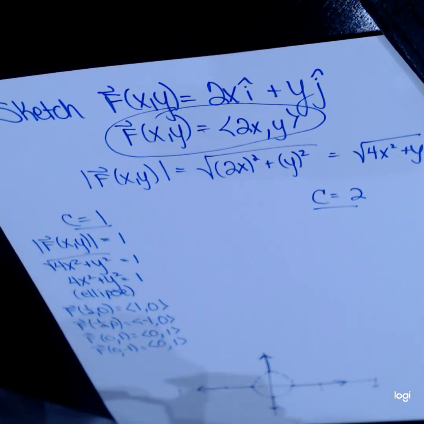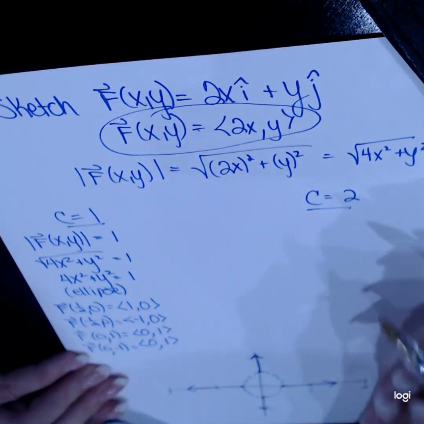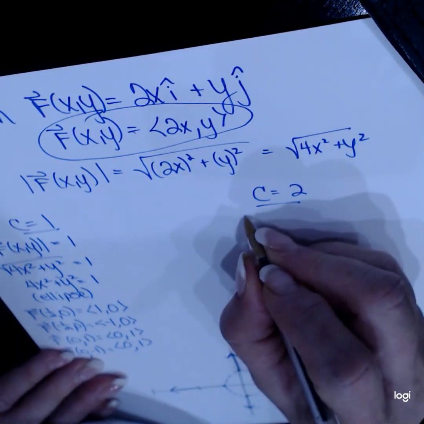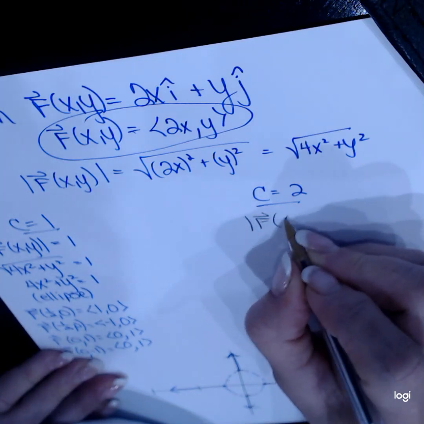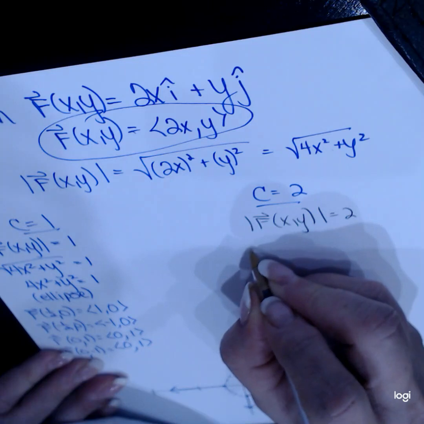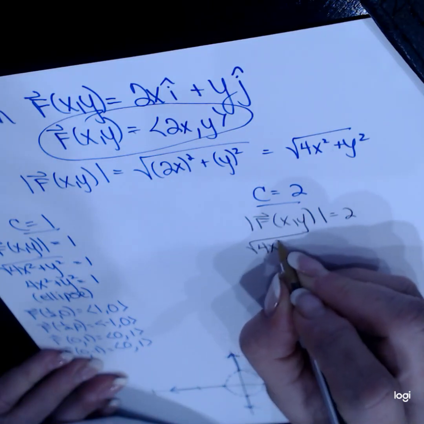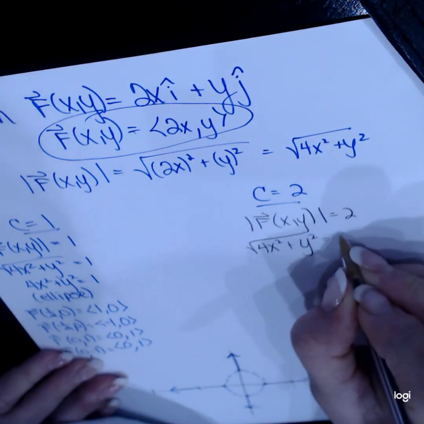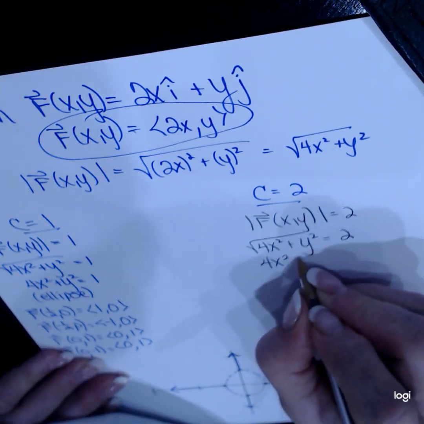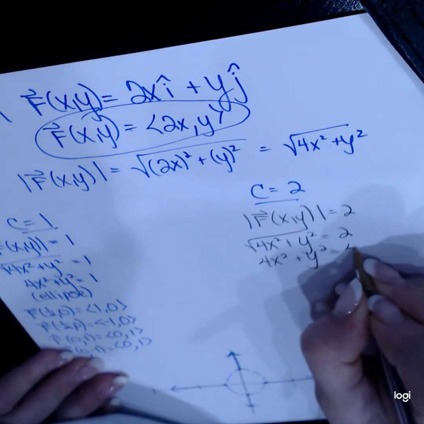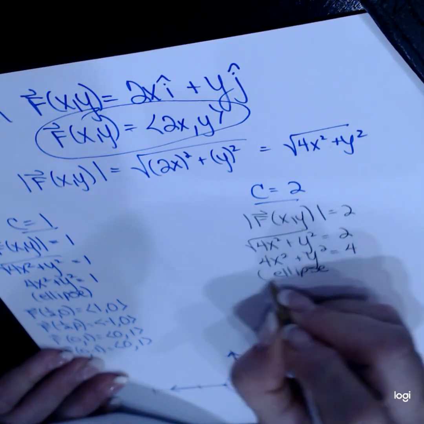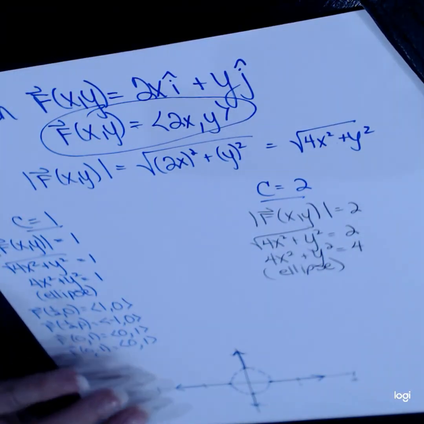Okay, let's go ahead, and I'll use a different color here, maybe to make it easier to see. We'll do our constant equal to 2, or our magnitude equal to 2. Remember, the magnitude was the square root of 4x squared plus y squared. Setting that equal to 2, we'll square both sides. We get 4x squared plus y squared equals 4. And once again, we have an ellipse. Let's see what that ellipse is going to look like.